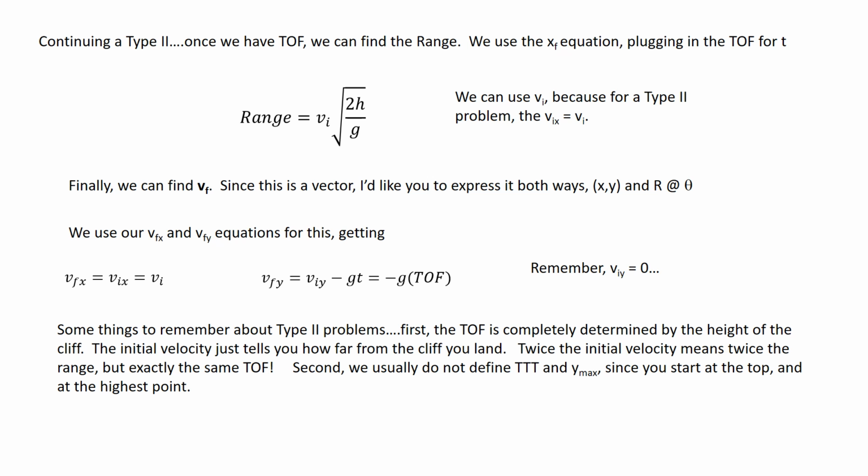Some things to remember about these problems. Time of flight is completely determined by the height of the cliff. Nothing else matters in the problem. If I would shoot something twice as fast from the cliff, still horizontally, it would land further away, but it would still land at the same time. For example, twice the initial velocity means twice the range, but exactly the same time of flight. Secondly, I typically don't define time to top and y max because I'm already at the top. I'm just telling you information you already knew.